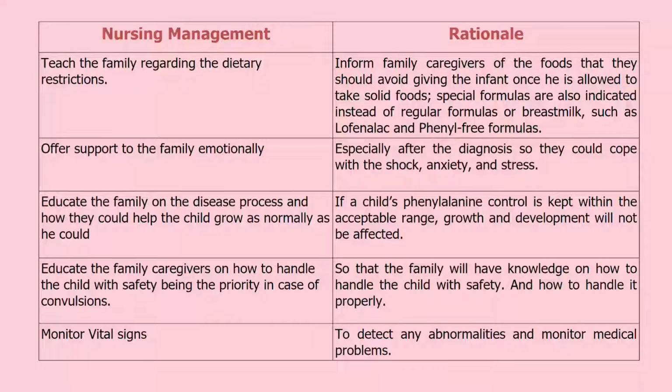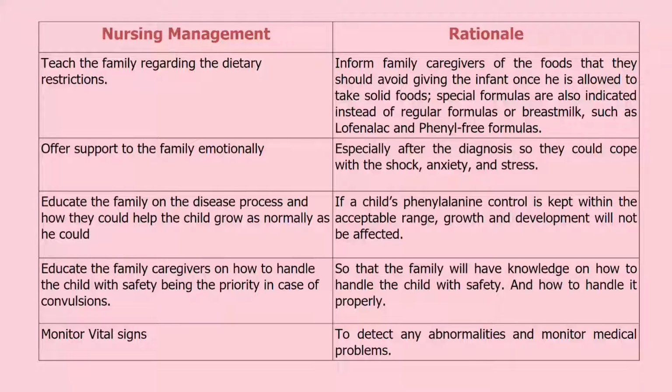especially after the diagnosis, so they could cope with the shock, anxiety, and stress. Educate the family on the disease process and how they could help the child grow as normally as he could. If a child's phenylalanine control is kept within the acceptable range, growth and development will not be affected.